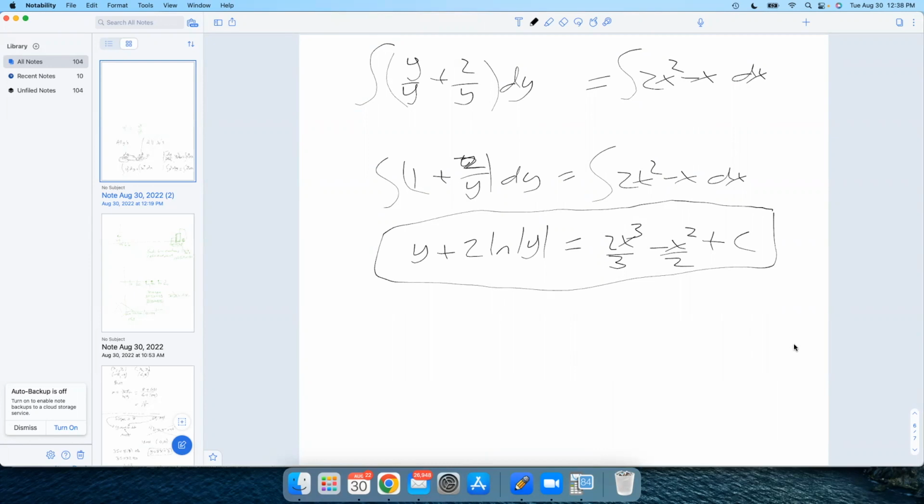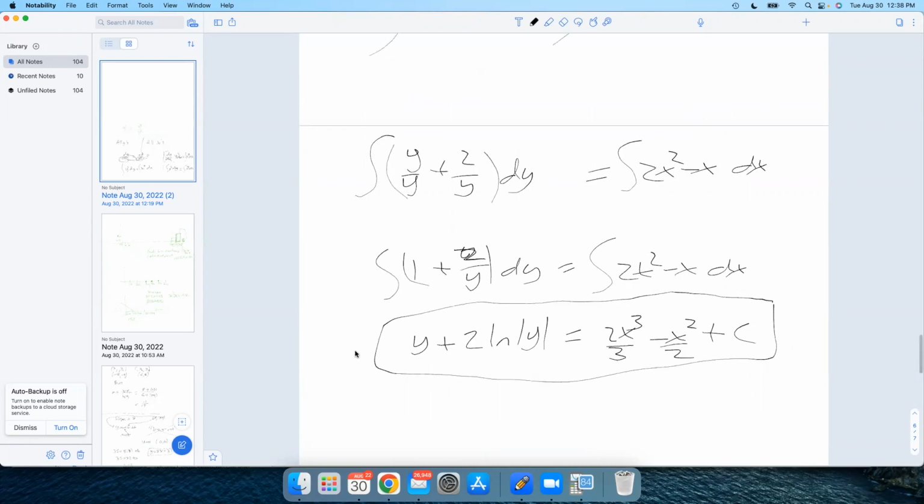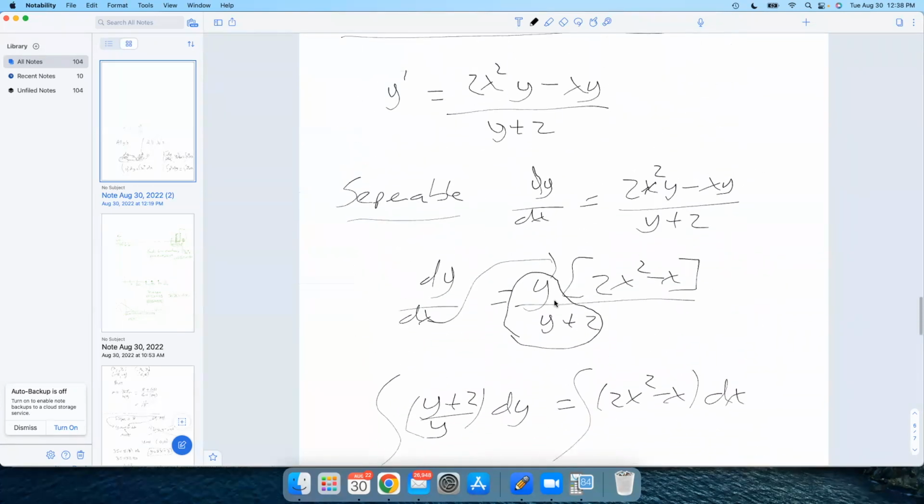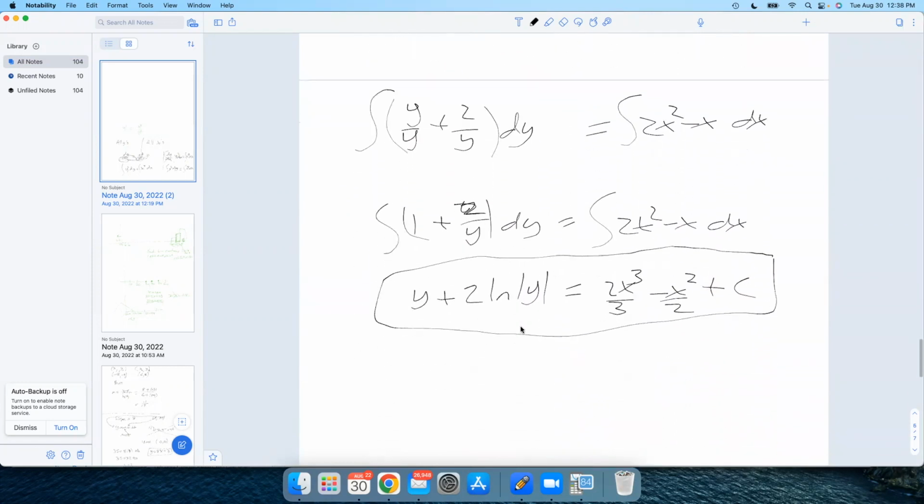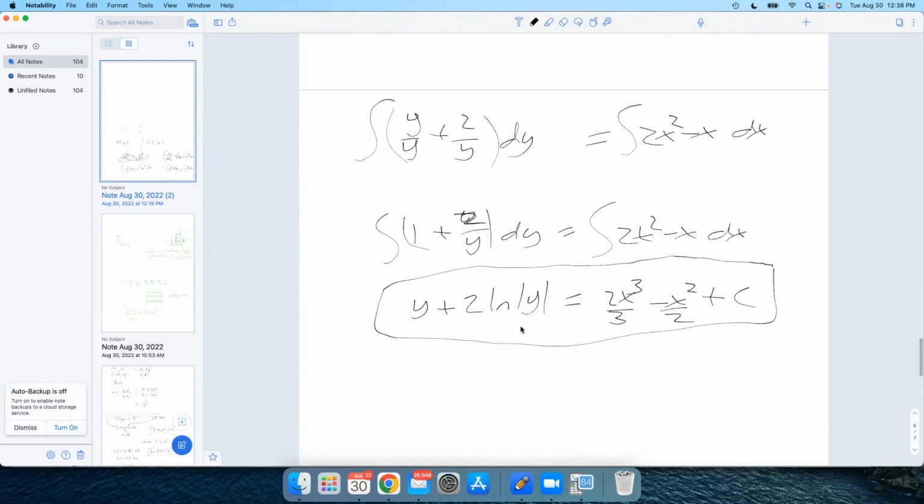Now, we could check this if we wanted to. We could take the first derivative and plug in the first derivative here. Like we'd have to solve that implicitly. We'd have to use implicit differentiation to even find that. This would be a real pain to check this solution, but we could if we wanted.